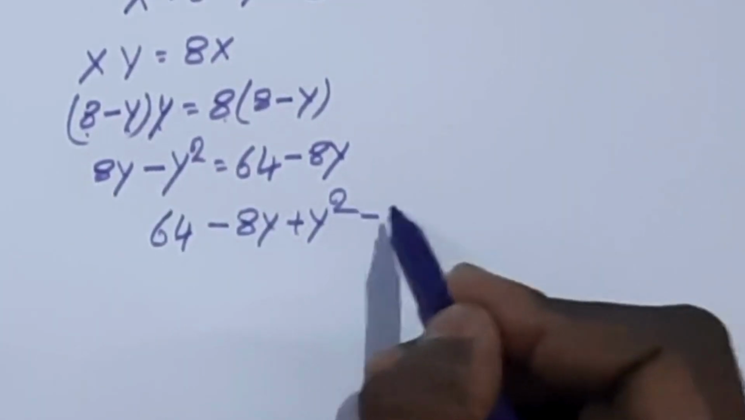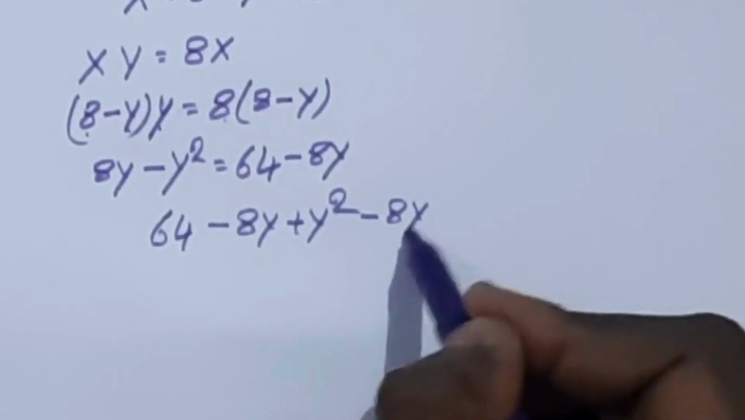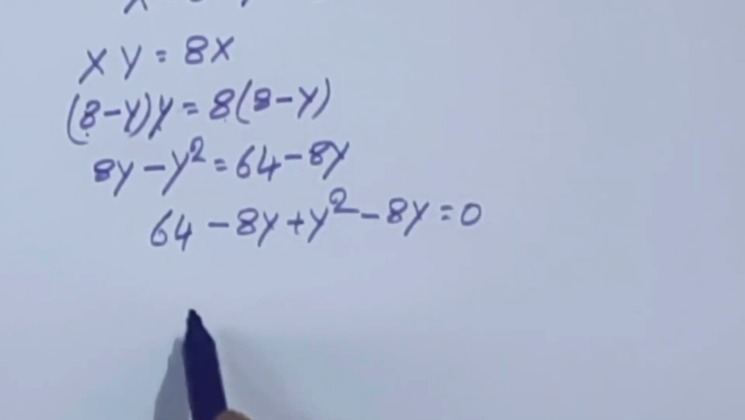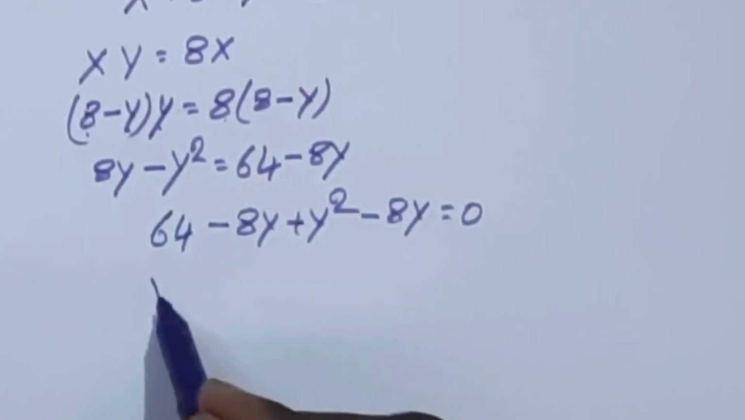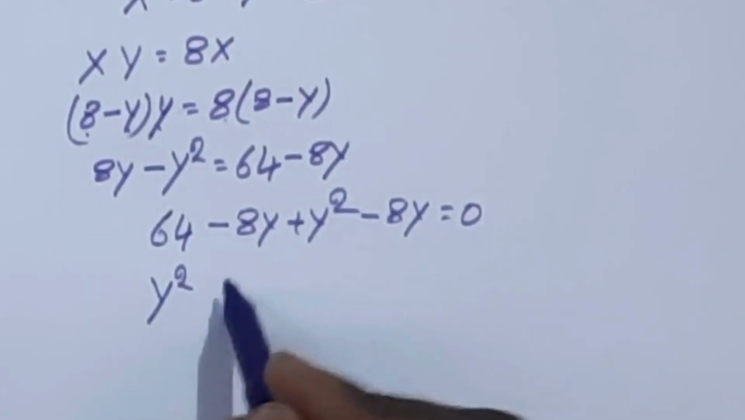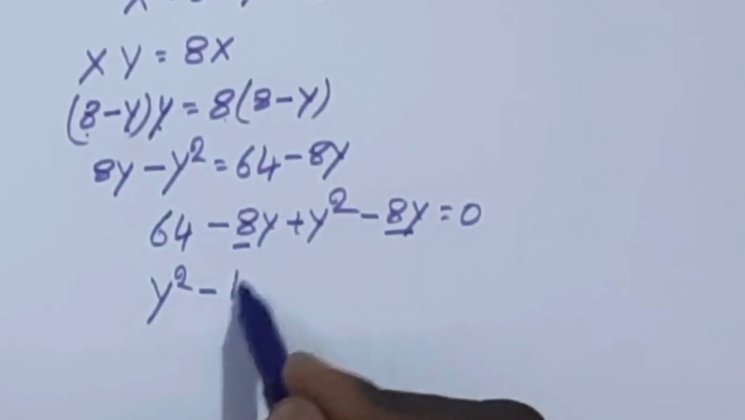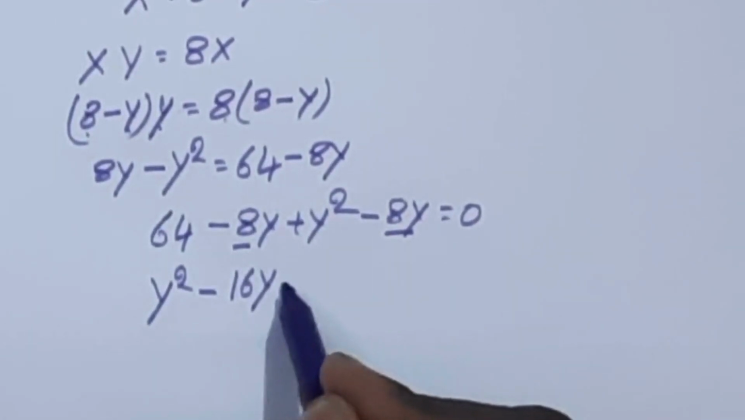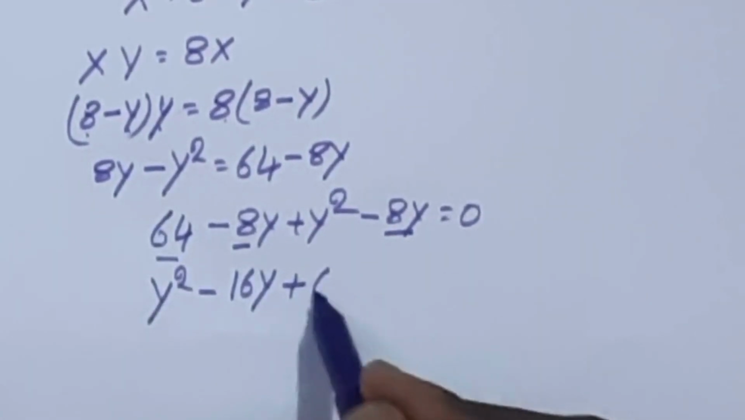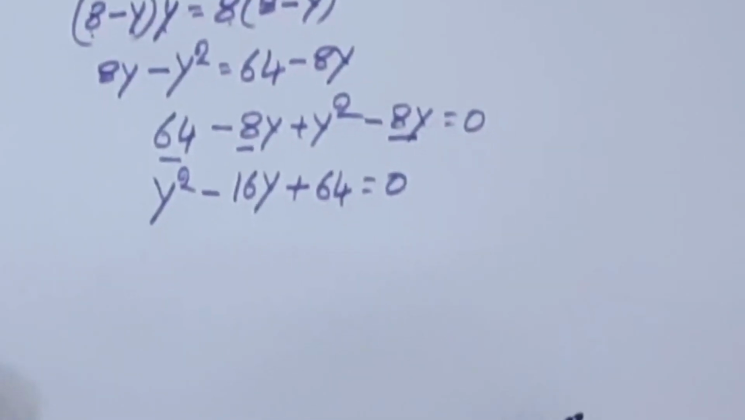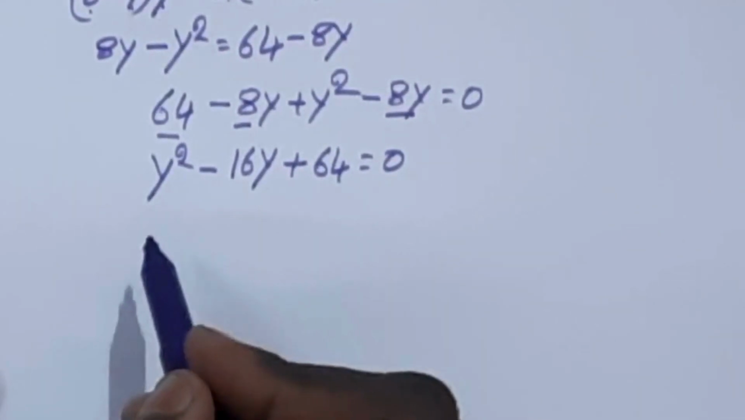We are moving this 8y, equal to 0. Now y square minus this and this is 16y plus 64 equal to 0. Now we are going to apply the quadratic equation here.